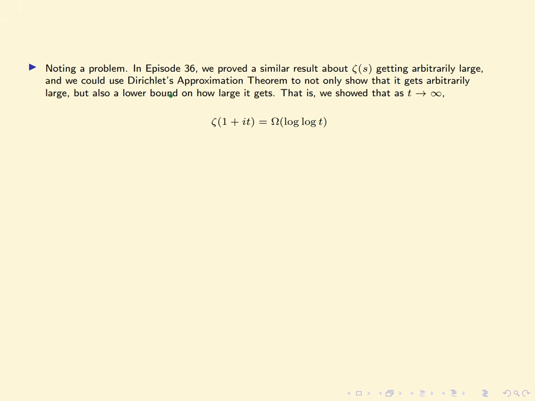Okay, so we're basically done with the video, and I will note one problem here if you want to be more precise about this. In episode 36, we proved a similar result about zeta of s getting arbitrarily large. So not 1 over zeta of s, but just zeta of s directly getting large. And in that episode, we used Dirichlet's approximation theorem to show not only that it can get arbitrarily large, but also we made a lower bound on how large it gets. So we said as t goes to infinity, zeta of 1 plus it is omega of log of t.